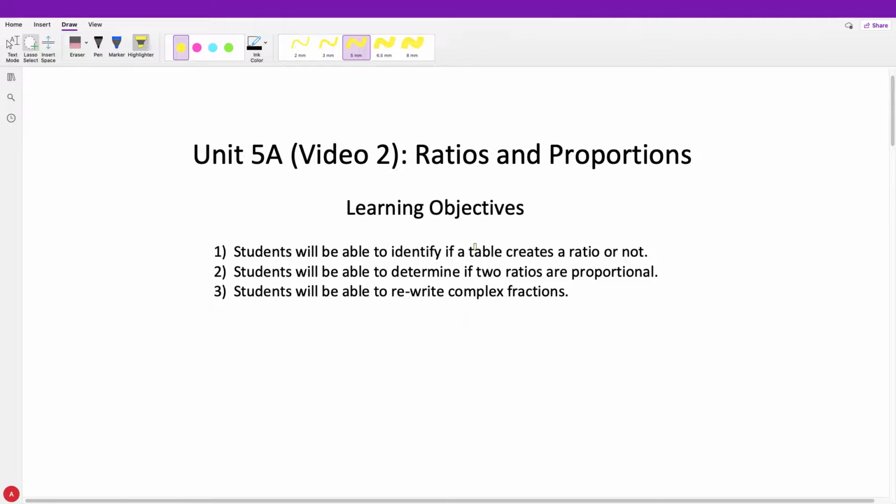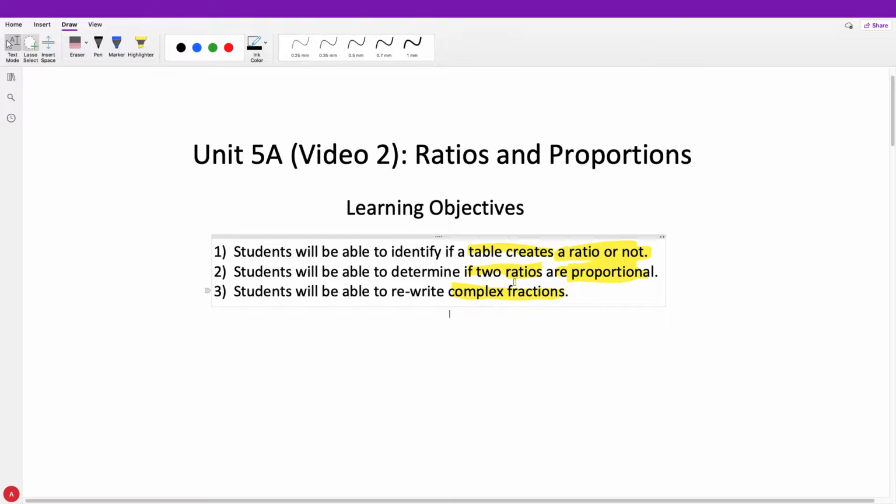By the end of this video, you're going to be able to tell if a table creates a ratio. So if I give you a list of numbers, you're going to have to determine whether they are a ratio or not. And by doing that, you're also going to be able to know if two ratios are proportional, so we're going to segue into that after. And then the last thing is you're going to learn what complex fractions are and how we can rewrite them. All right.